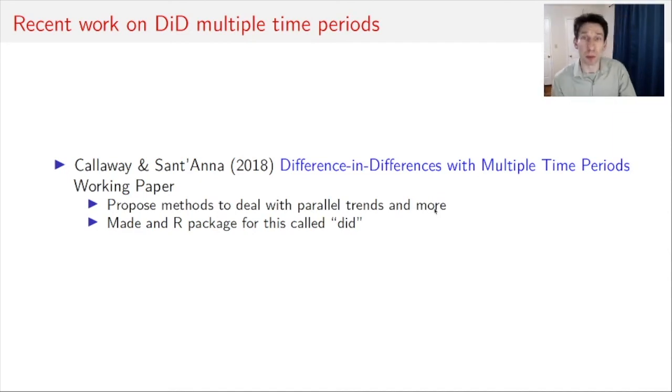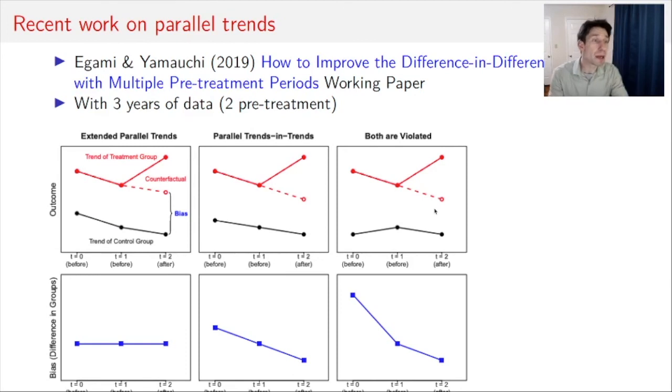And finally, this paper from last year by Egami and Yamauchi called How to Improve Difference-in-Differences Design with Multiple Pre-Treatment Periods. This working paper is almost entirely about how to deal with parallel trends.